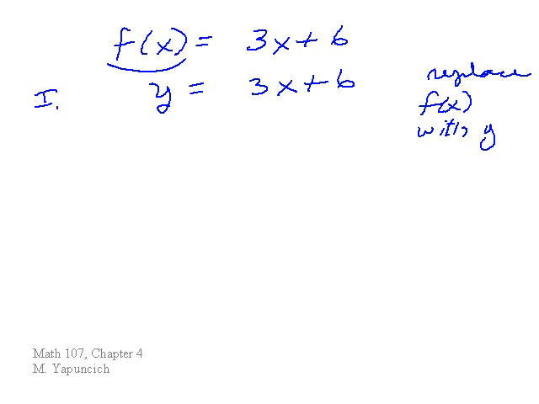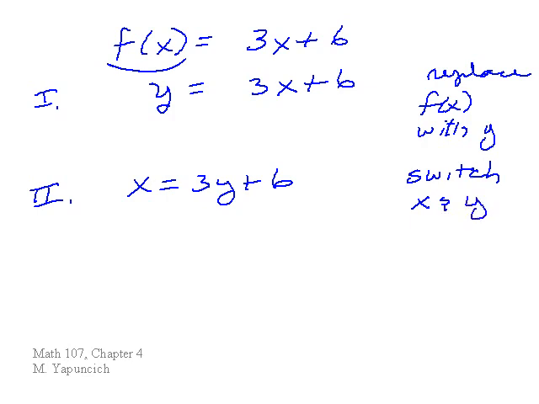And now in the next step, you do algebraically what you did graphically in the previous step. You switch x and y. So I put the x here, and I've got 3y plus 6. So this step says switch x and y in the equation.